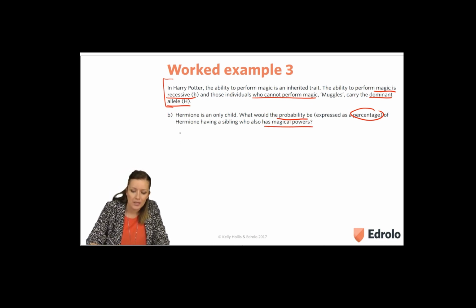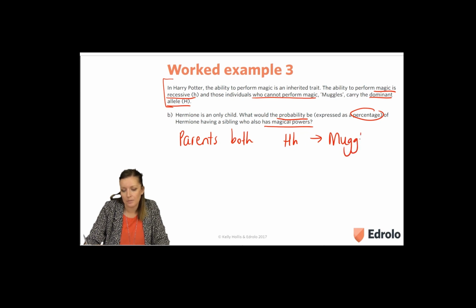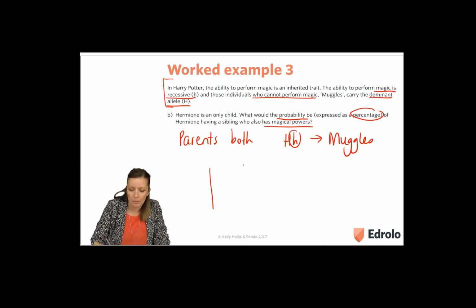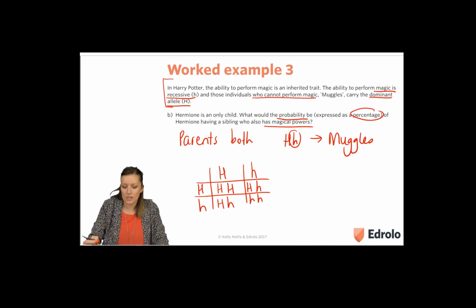Now remember from the previous slide, Hermione's parents were both big H, little h because they are muggles, but pass that little h on to Hermione. So we need to draw a Punnett square again. So parent 1 across the top, parent 2 across the side, bringing our big H's down and our little h's down, our big H across and our little h across. Okay, so now we can see again that the genotypes are big H, big H, big H, little h, and little h, little h.